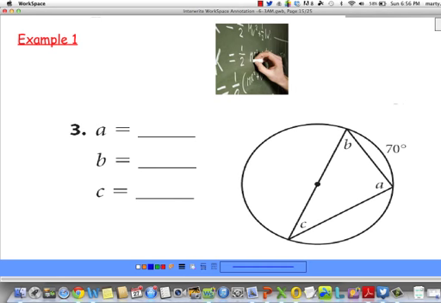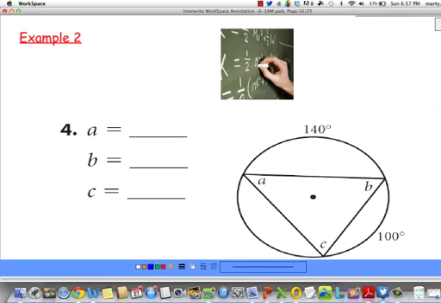A little bit of an easier one here. I look at this, I see a diameter, which means A has to be a right angle. I see this 70-degree arc right here, which means this has to be 35. If that's 70 and the two of these are 180, this has to be 110, which makes this 55. So C is 35 degrees, B is 55 degrees, A is 90 degrees.